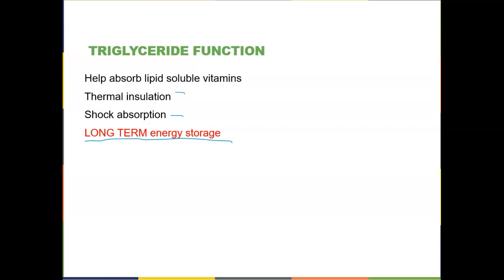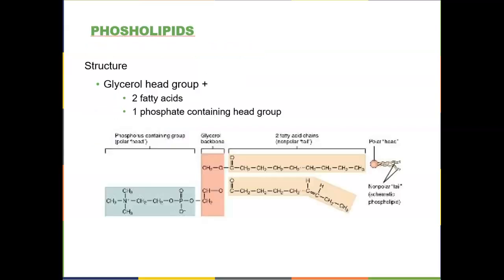So this is what your body does with the energy that it knows it's not going to use every day. So this is why we call fat long-term energy storage, and then glycogen is short-term energy storage.